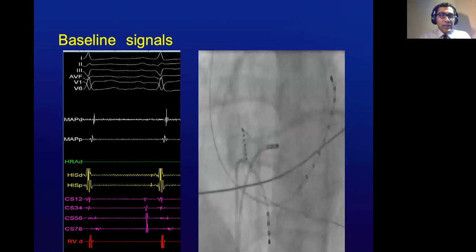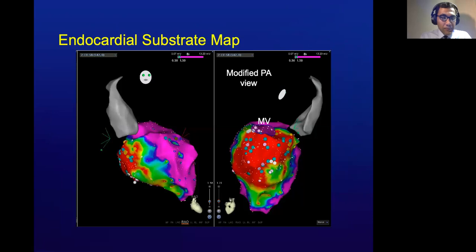At the baseline, in sinus rhythm, these signals were noted. The AH and the HV intervals were normal, but I'd like to draw your attention to the signals within the CS, where between CS5-6 and CS7-8, the ventricular signals were extremely fragmented, were late, and were prolonged in duration, suggestive of potential areas of interest on the epicardium in the CS. This again confirms the presence of arrhythmogenic substrate potentially from the pre-procedure imaging.